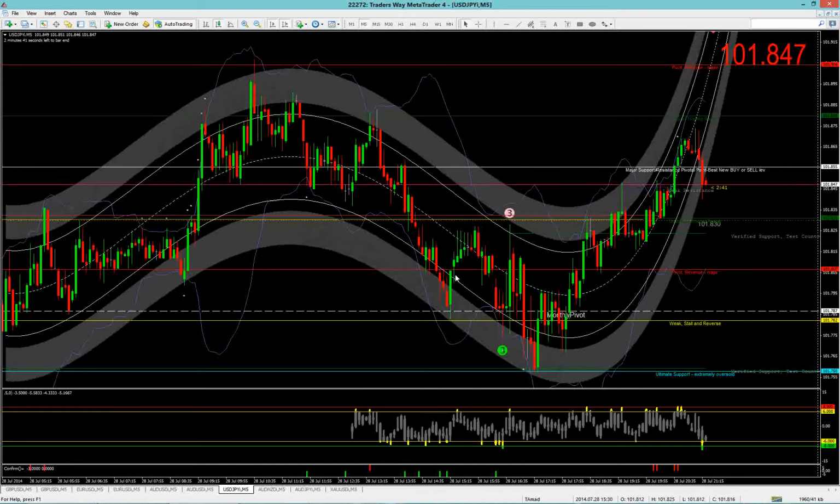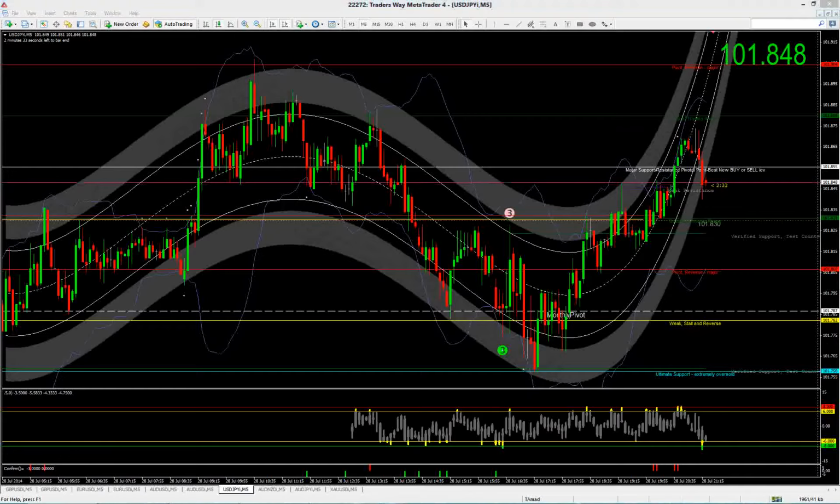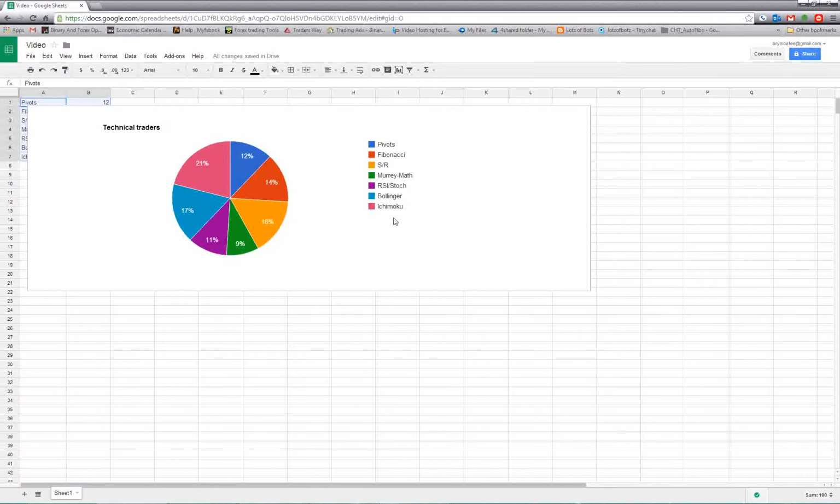Okay, so technical indicators, where they come from, why do they fail, what are some of the good things about them and bad things. Let me bring this up over here. So technical traders, I just put up a few examples here and reasons why I trade this way. Technical indicators, you could have things like pivots, Fibonacci, support and resist, which isn't really technical, but you can draw them on the screen, so they're kind of technical because there's a lot of indicators out there for it. Murray math lines, RSI, stochastics, Bollinger Bands, Ichimoku, all technical trading systems.